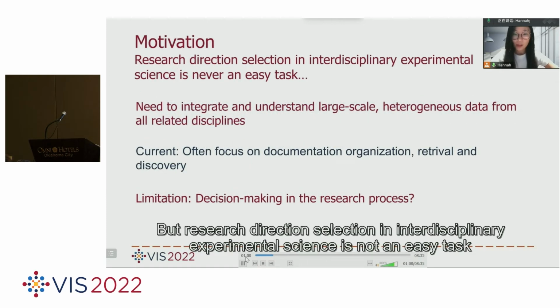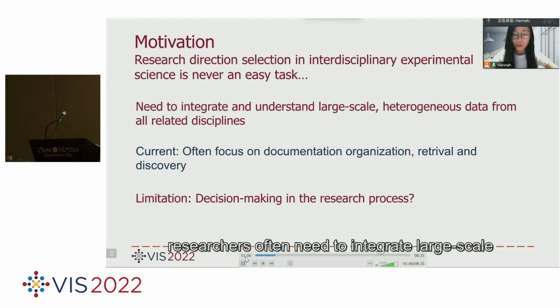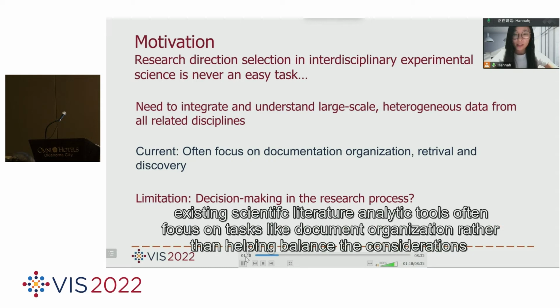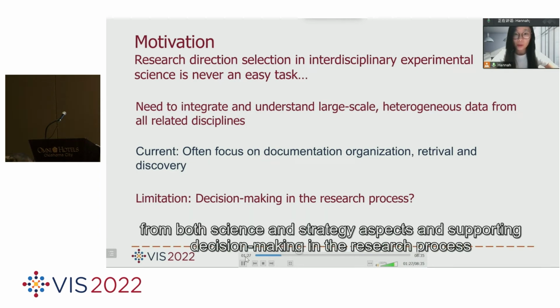But research direction selection in interdisciplinary experimental science is not an easy task. First, researchers often need to integrate large-scale, heterogeneous data from all related disciplines to evaluate candidate directions from both theoretical and practical perspectives. However, existing scientific literature and analytic tools often focus on tasks like document organization rather than helping balance the considerations from both science and strategy aspects and supporting decision-making in the research process.